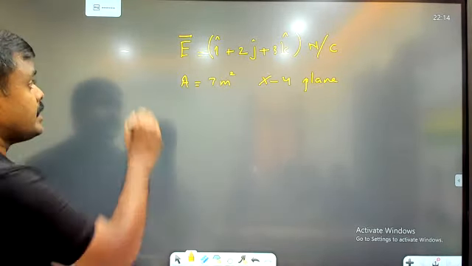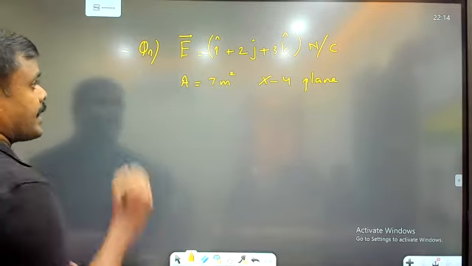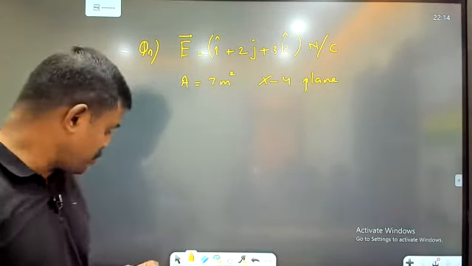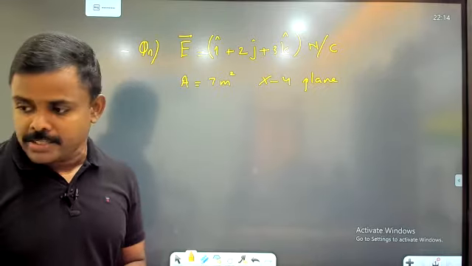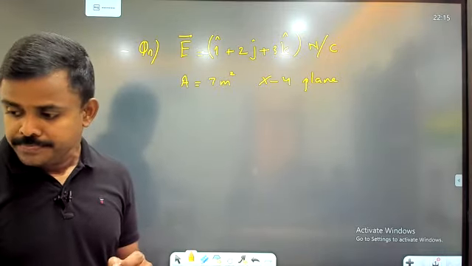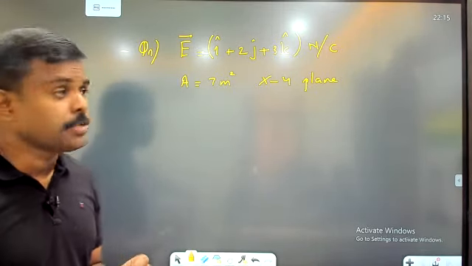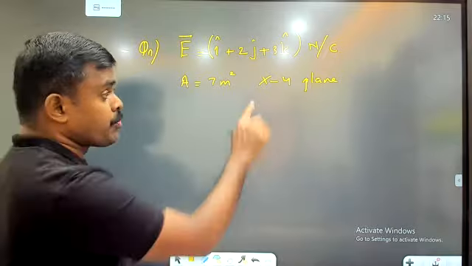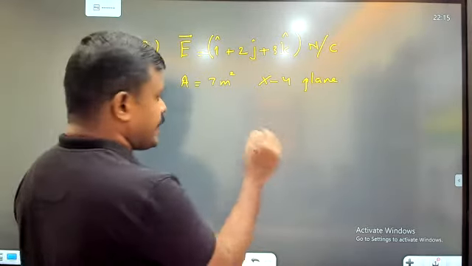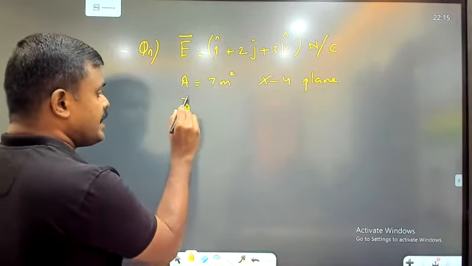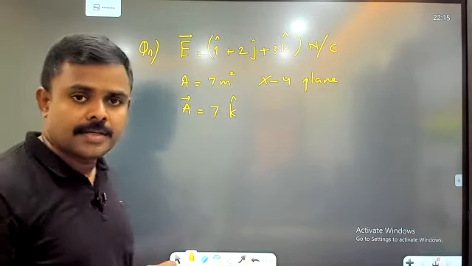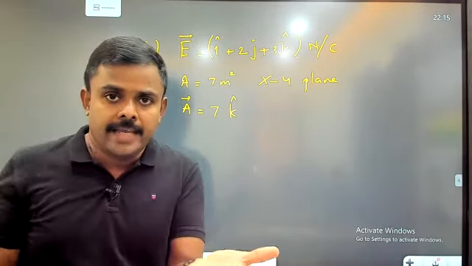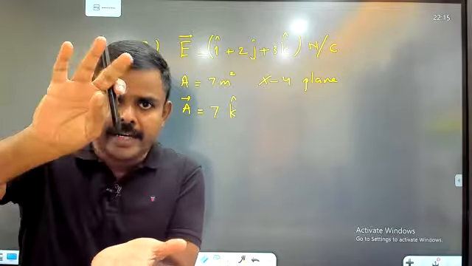Read the question here. This is a previous numerical. Electric field is given by i plus 2j plus 3k Newton per coulomb, and area is 7 meters square in XY plane. XY plane means I have to write it as an area vector first. So 7k cap. Why k cap? It is in XY plane. Area vector has to be perpendicular to it, right?